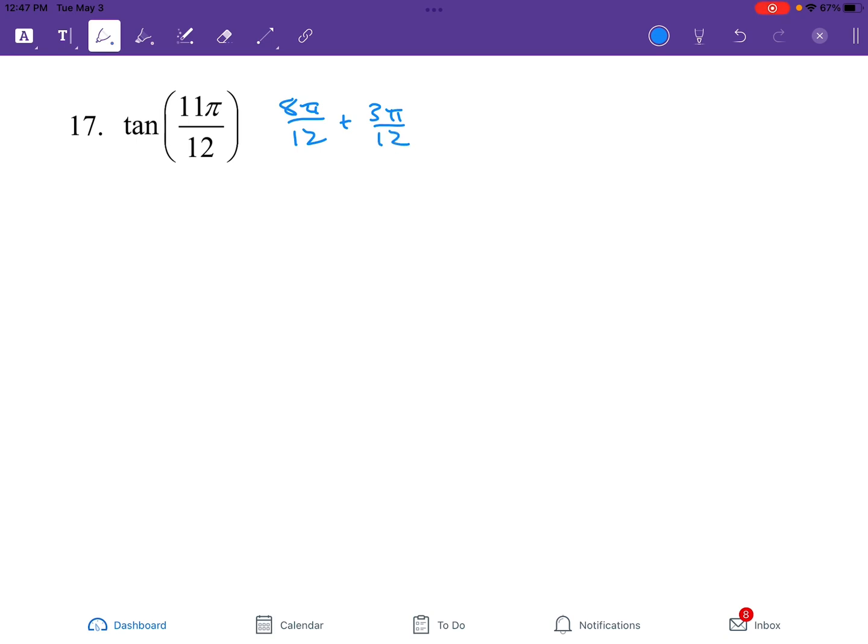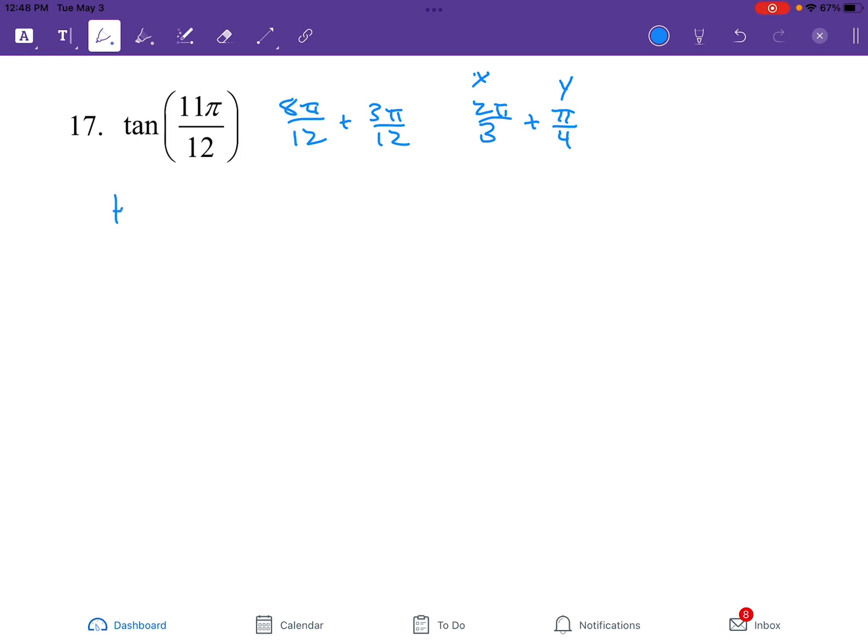So 8 is, you can reduce both by 4. I'll get 2 pi over 3. And 3 pi over 12 would be pi over 4. So this is the x, this is the y. So we get in the formula. Since we added, and our formula is plus or minus, we're going to use the top signs. We're going to use the plus signs.